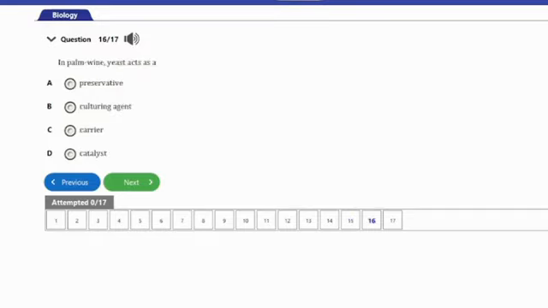So question number 16 here says, in palm wine, yeast acts as A, preservative, B, culturing agent, C, carrier, D, catalyst. So guys, the answer to this question is option D here, and that's catalyst. So let's go ahead and consider the next and last question here, guys.